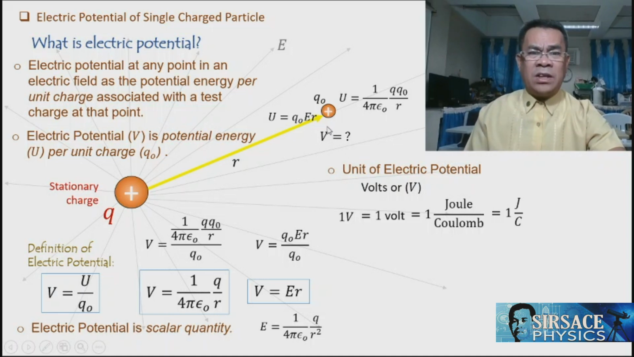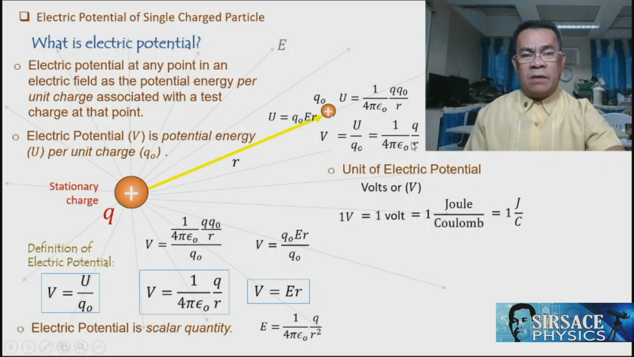Okay, how will you compute? Going back to the problem, what is the electric potential at this point? The requirements are the magnitude of this constant, the amount of the charge, and R. That's it. Divide that by R, then multiply it by the charge, and the result is the electric potential. Or, by definition, this is U over Q naught. If you know U, then substitute it, and Q naught will cancel out. Then you come up with 1 over 4 pi permittivity times Q over R. So this is how to compute the electric potential.